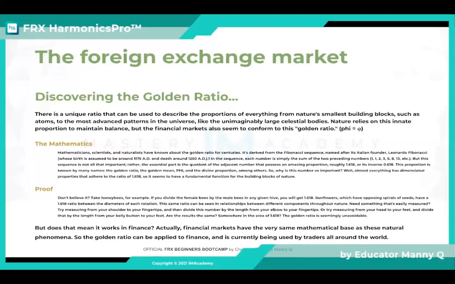It represents a divine balance that's not only in nature, but when applied to the market, it also holds true in the market. And really, nobody understands why. It's not like it was something that was invented. This was something that was discovered.